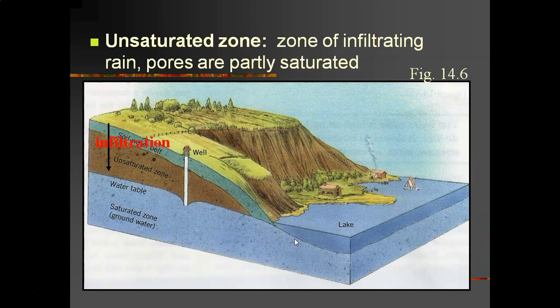All right, another term, we don't use this so much, but it's called the unsaturated zone. And it's the zone of infiltrating water. So you've got the soil, all right, and the rain is seeping through the soil, and then it kind of continues on down until you reach the saturated zone. And so in the unsaturated zone the pore spaces are just partially filled with water. So, after a rain, the pore spaces will be more filled, and if it's been dry, you'll be less filled.